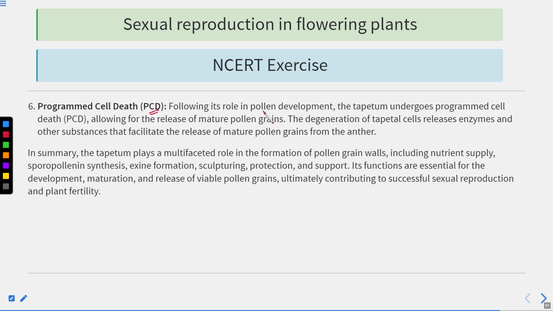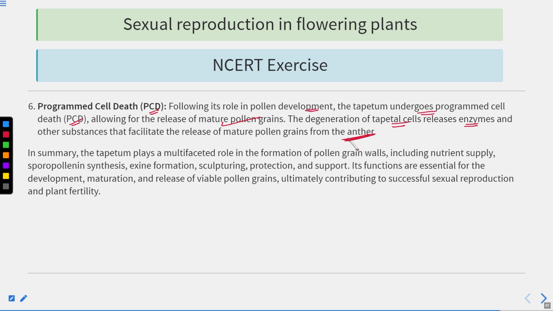Now, following its role in pollen development, the tapetum undergoes programmed cell death, allowing for the release of the mature pollen grains. Okay, so the release of the pollen grains is very important. Then only will they fertilize the egg. Now, this programmed cell death is very important for the release of the mature pollen grains. Then the degeneration of the tapetal cells releases the enzymes and other substances that facilitate the release of the mature pollen grains from the anther.